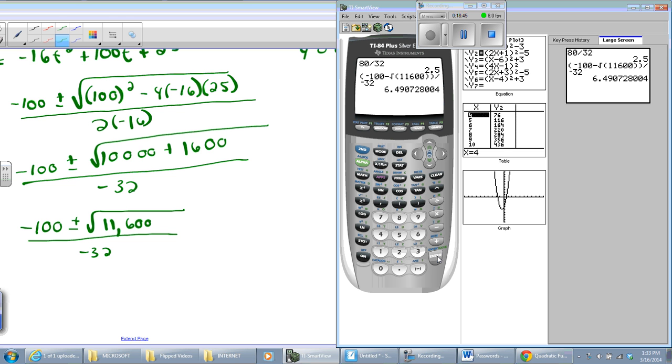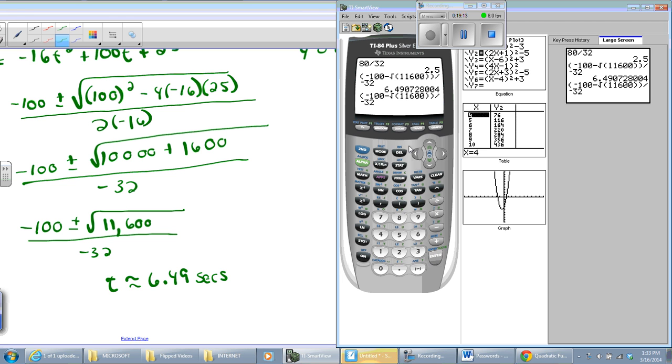And I get almost 6.5 seconds. That's pretty cool. So t is going to be approximately 6.49 seconds. So it's going to fly for basically 6.5 seconds, just a little bit shy of that. Okay, now if you're wondering, do I need to go find the other 0? No, I don't. Watch what will happen if I do.